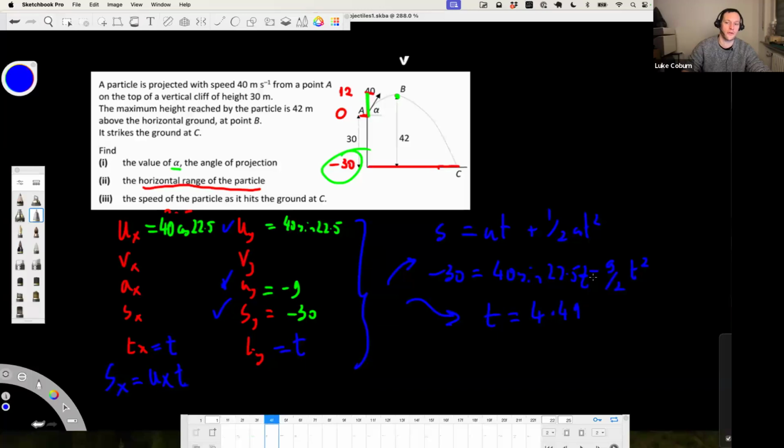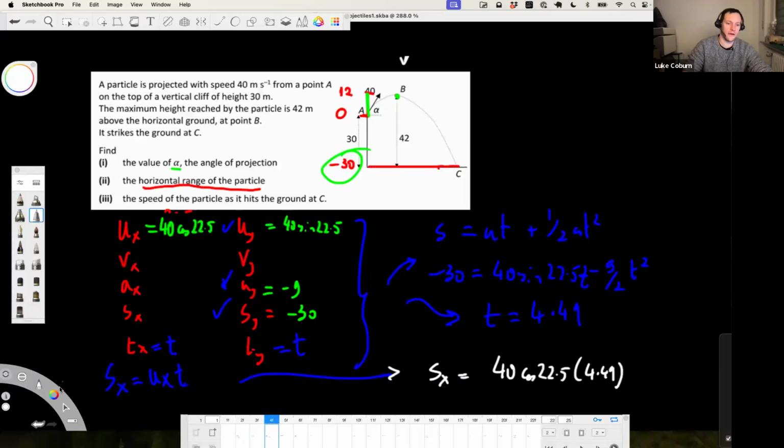I'm just reading it off the solution. So how you would get that is you would have to do the quadratic formula, right, to get out that value for T. And now we can sub this value in here. So that's going to be, the range is then going to be equal to X is going to be equal to 40 cos 22.5 times that 4.49.